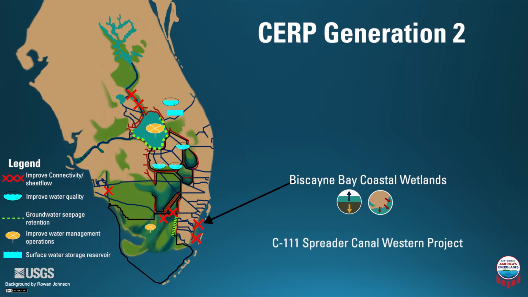C111 Spreader Canal Western Project. This project will increase water flows into Taylor Slough and reduce groundwater seepage losses. These actions will improve water depths and flooding durations in Everglades freshwater habitats and improve freshwater flows to Florida Bay.